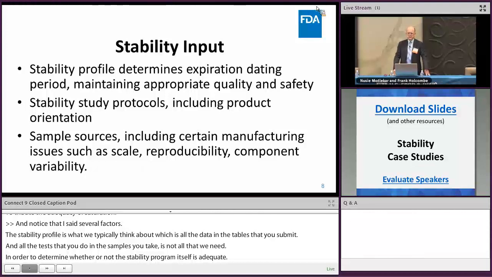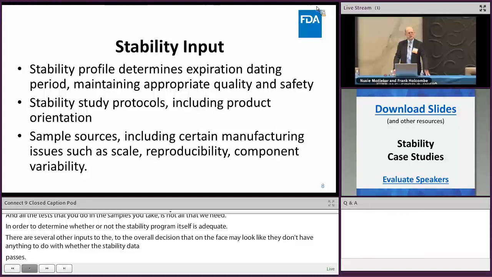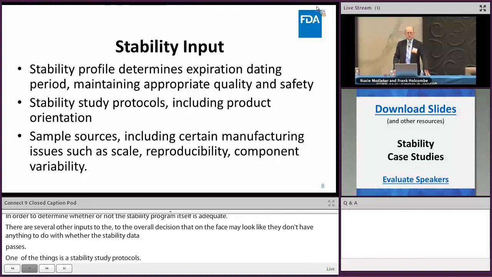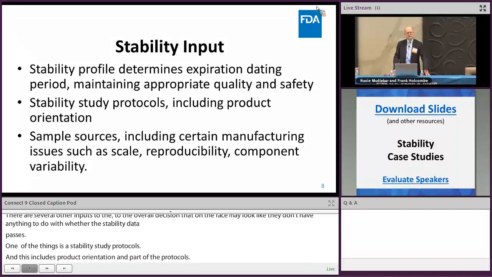One of those things is the stability study protocols. And this includes product orientation, their conditions, extent, and product orientation that are part of the protocols. And those are evaluated to determine whether or not the stability program, the stability tests that are done, are perhaps the right test, or whether you have enough information.